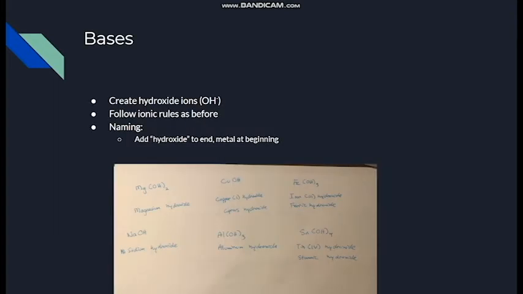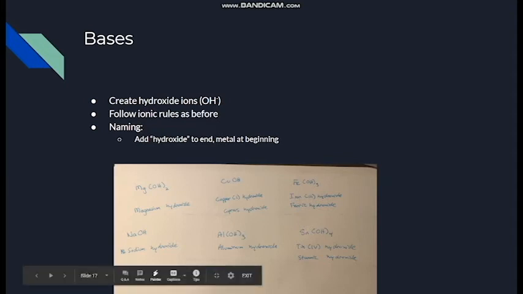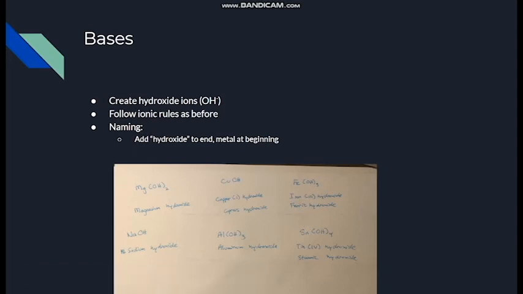All right. Now, when we're taking a look at bases, they're going to be creating hydroxide ions. Hydroxide ions are indicated by OH with a negative charge of 1 minus. We're going to be using the same ionic rules as before, and when we're naming them, we're going to be adding hydroxide to the end of the molecule and the metal at the beginning. So, Mg(OH)2 is an example. Magnesium has a charge of 2 plus, hydroxide has a charge of 1 minus. We do the crisscross, we get 1 for magnesium and 2 for hydroxide. And we always indicate hydroxides with this word, and they are OH in the compound.